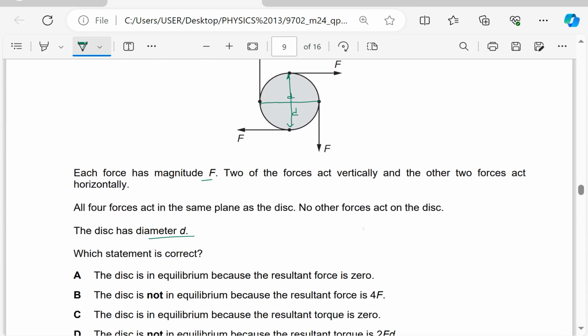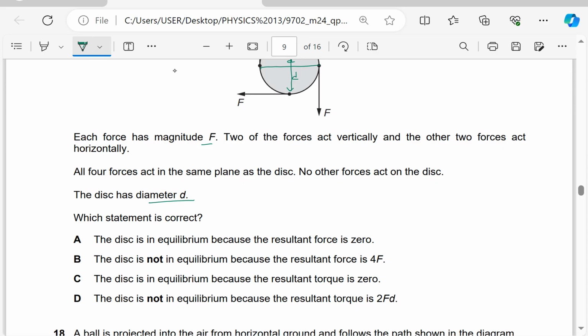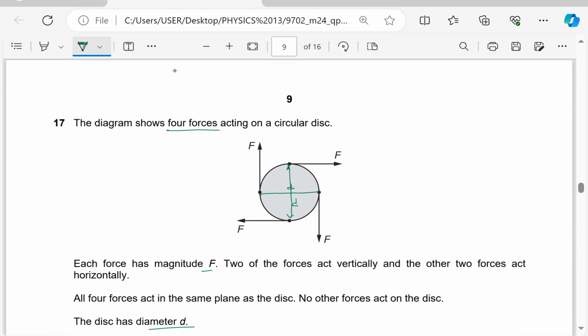Which statement is correct? First of all, is the disk in equilibrium? Let's check. The resultant force in the vertical is 0, in the horizontal it is 0. Resultant force is 0. Then let's check the resultant moment. These two in the vertical cause a clockwise moment, so they cause a clockwise torque. So torque T1 caused by the vertical forces is going to be one of the forces times the perpendicular distance, which is d. Then these two also cause another clockwise moment. So the total torque will be plus.